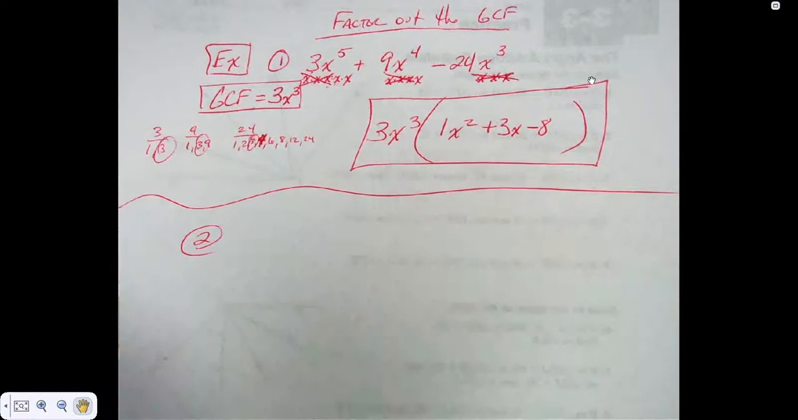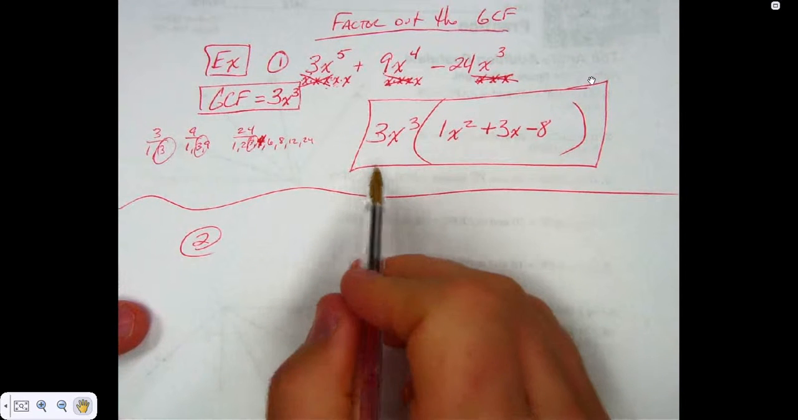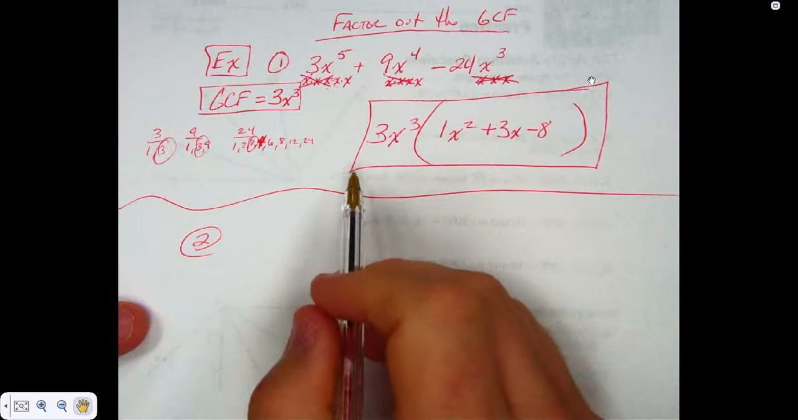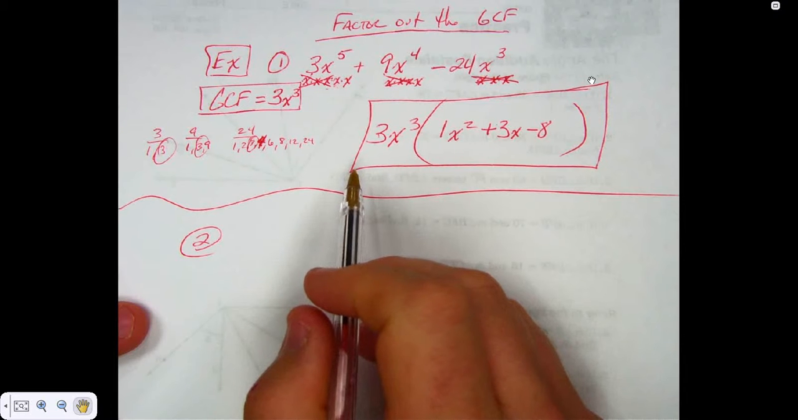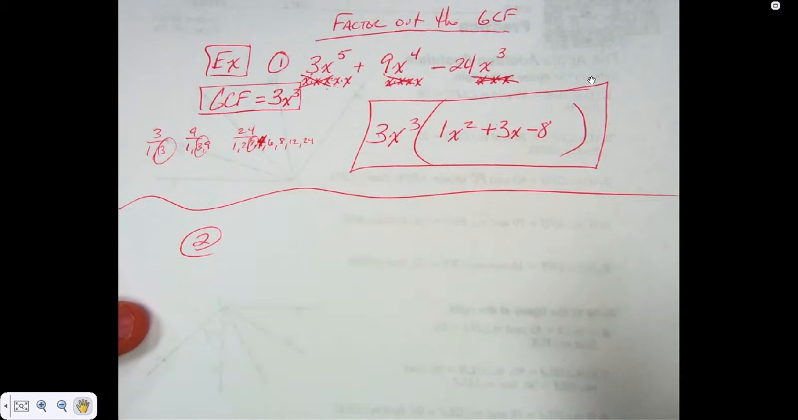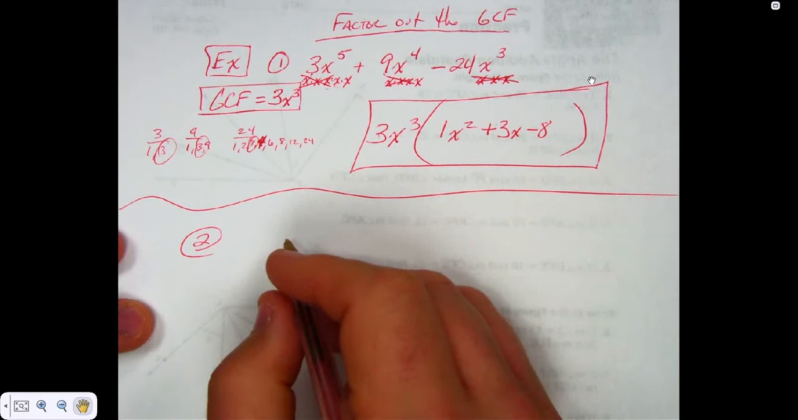What's funny to me is we're getting ready to factor some simple trinomials. It's funny that sometimes people have such a hard time with factoring out the GCF because there's not a set rule like there is with some of the other stuff. Okay? Well, how about for this one?